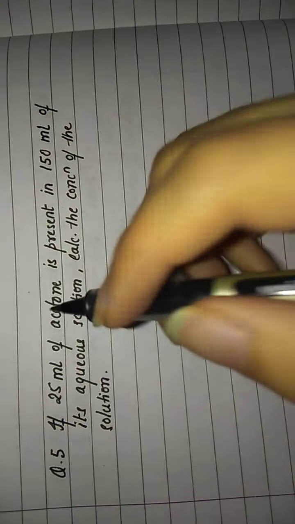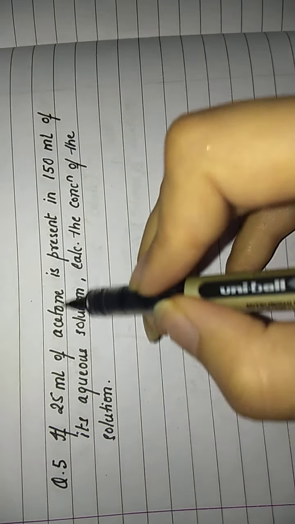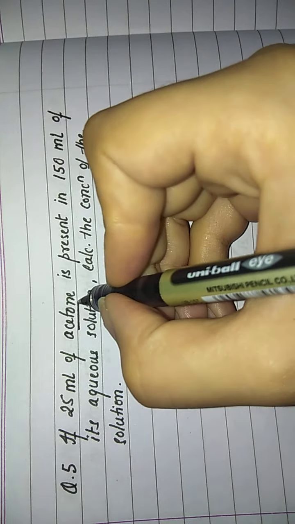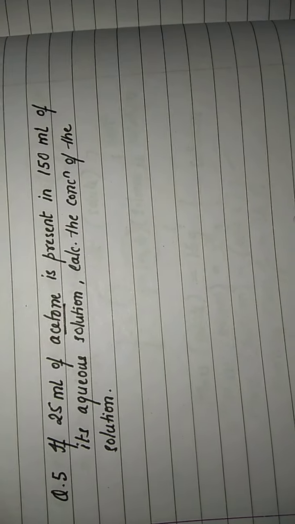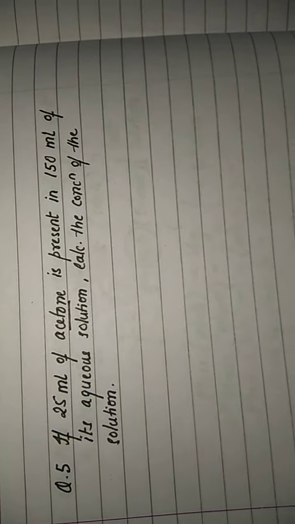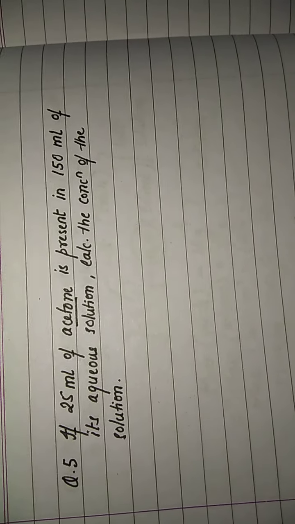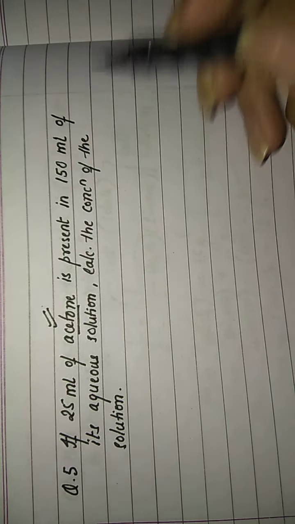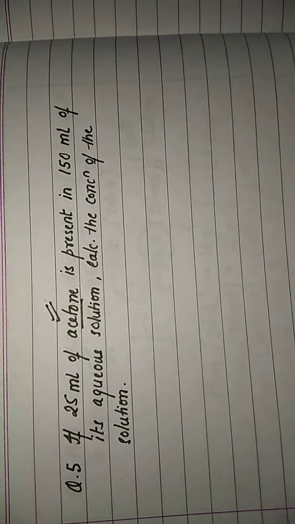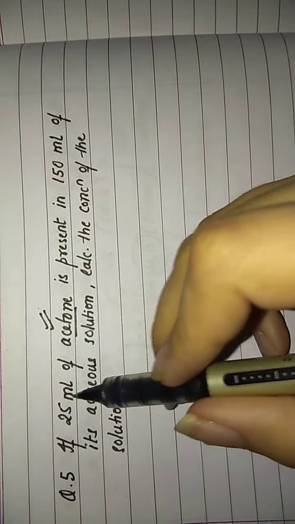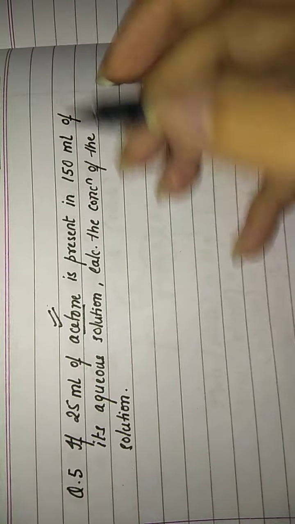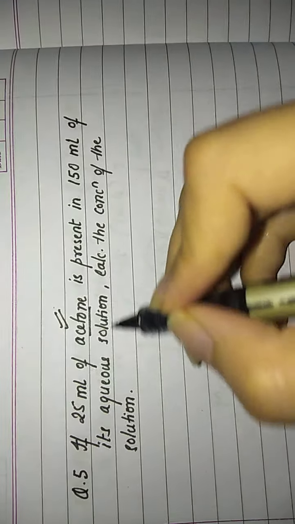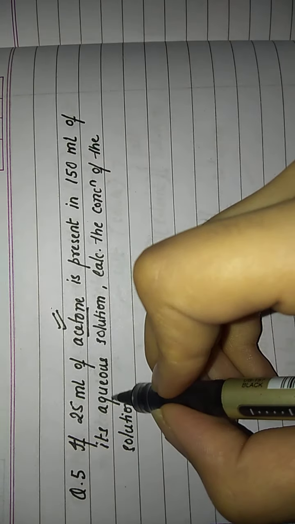Okay, now coming to the last question on this topic. If 25 ml of acetone, acetone is a chemical compound, it is a component in all the nail polish removers also. Acetone is the main component in the nail polish removers, nail paint removers that you use. Okay, so it is a chemical compound. You will do its structure and properties in your higher classes. Okay, so if 25 ml of acetone is present in 150 ml of its aqueous solution.